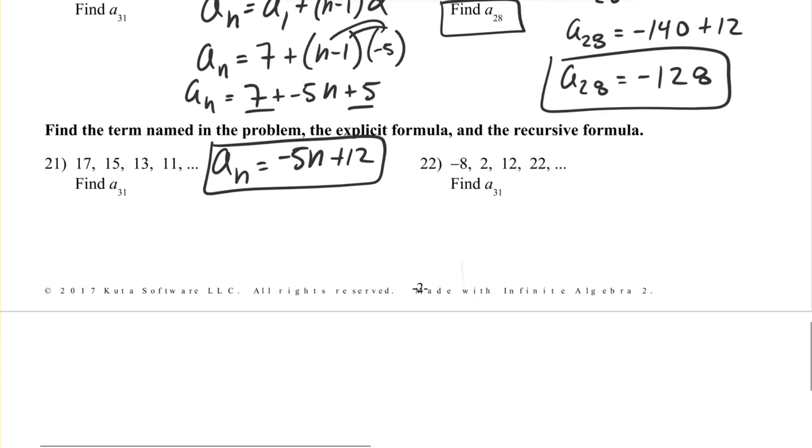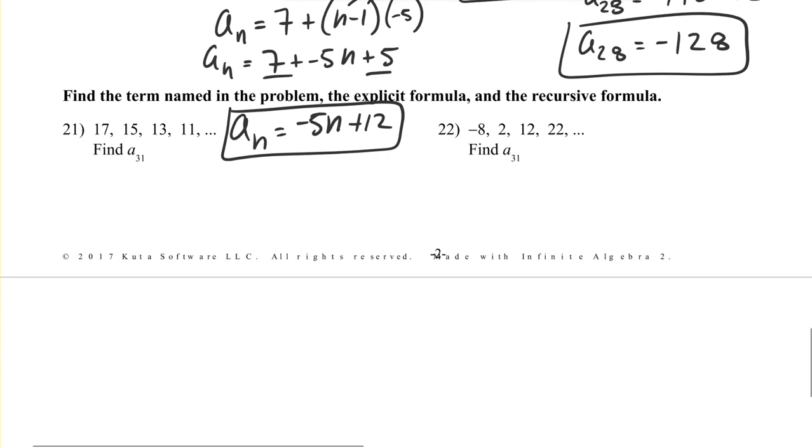Find the term named in the problem, the explicit formula, and the recursive formula. So what are we doing? To go from negative 8 to 2, we're adding 10. From 2 to 12, we're adding 10. From 12 to 22, we're adding 10.